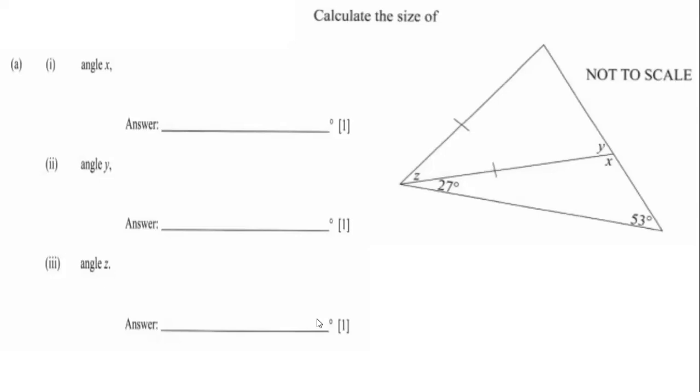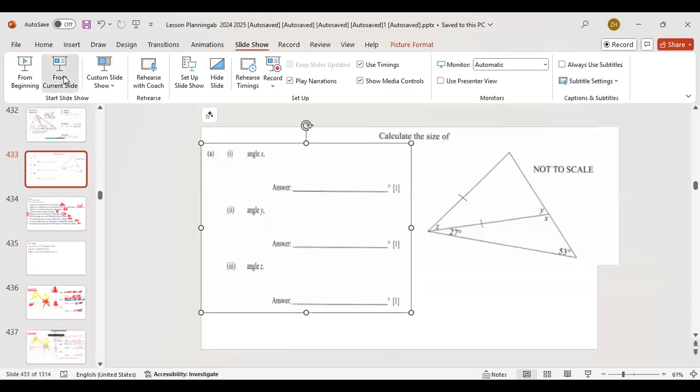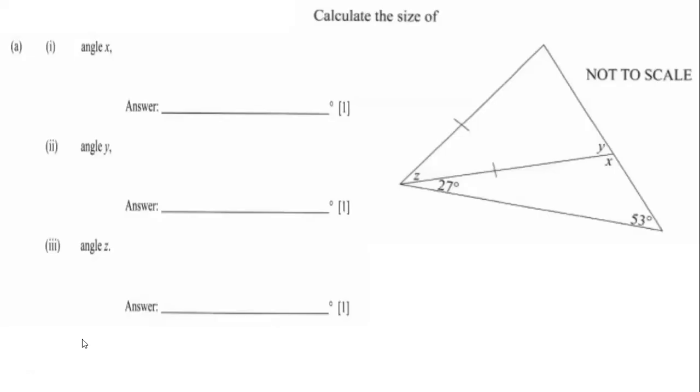53 plus 27, and then subtract from 180. Sorry, I was thinking. 27 plus 53 is 80. So we're gonna get X. 180 take away 80 is 100. Very good. Okay, you all nailed that one. Y'all nailed that one. All right, so very good guys.